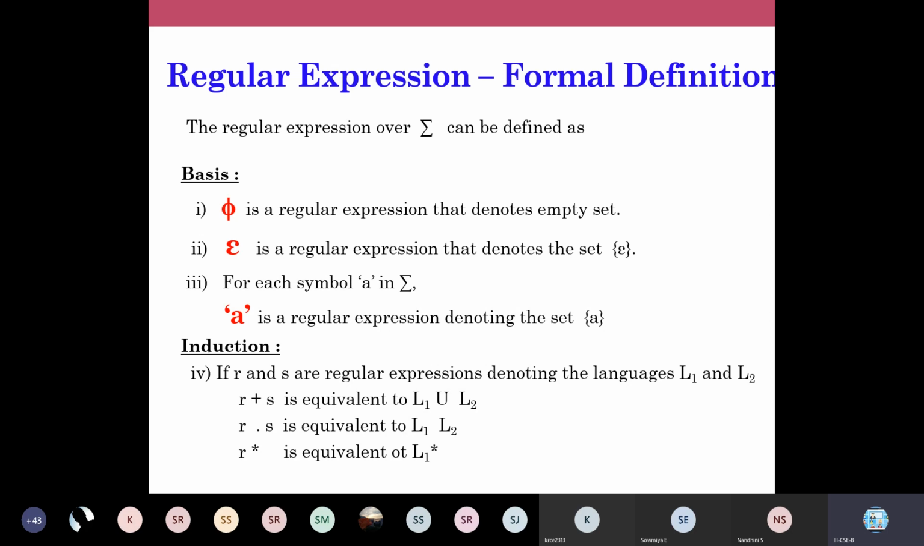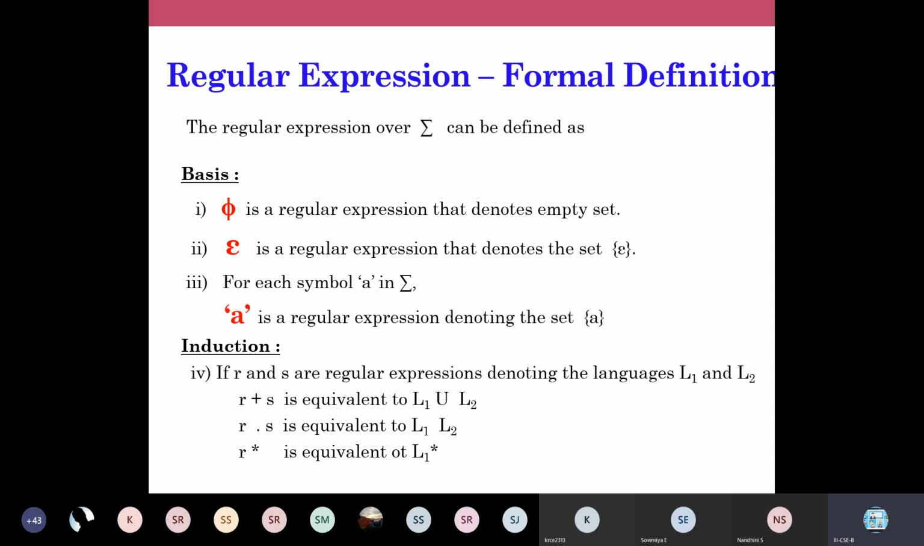If your set is empty, you can write null. If your set consists of only epsilon, then your regular expression is going to be epsilon itself. And if your set consists of a single symbol of your input alphabet, then we can define the regular expression as that same term itself. A is a regular expression denoting the set of A. So in all the cases, we are trying to write the regular expression for a set.